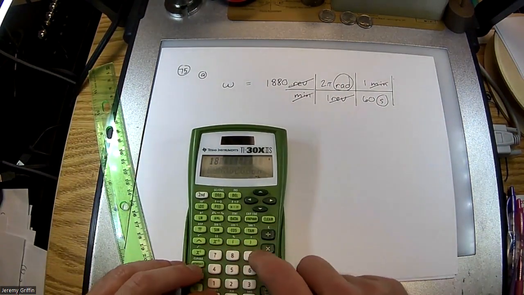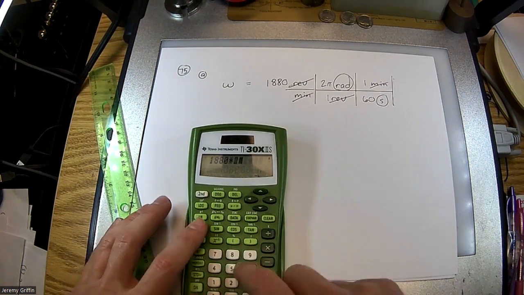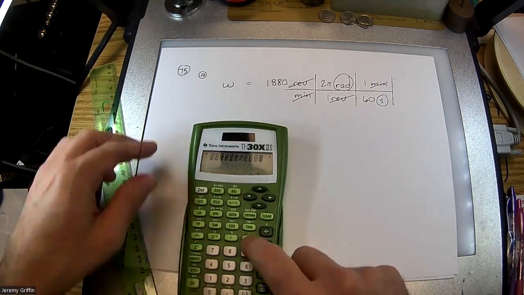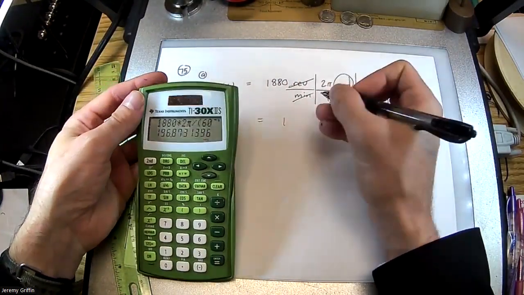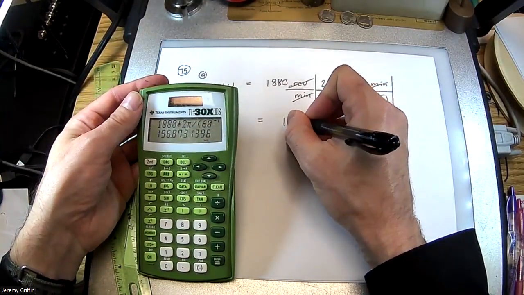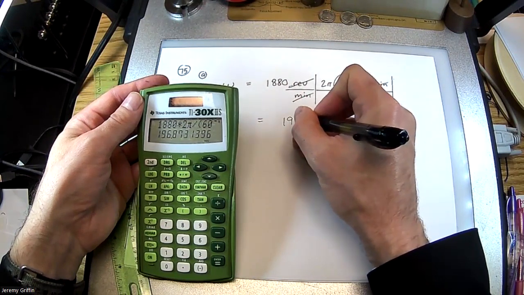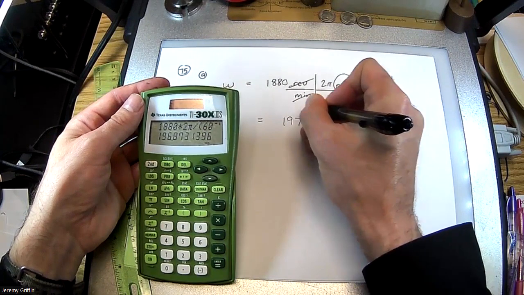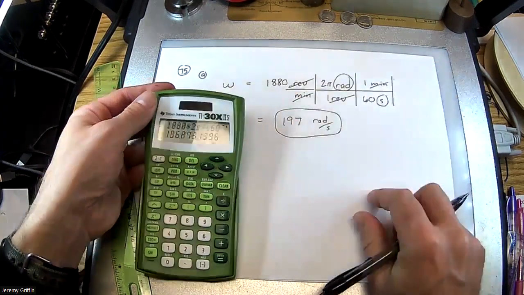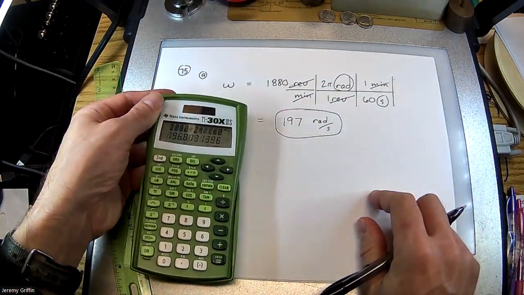Let's see if I get what you got. Did you guys get like 196.9? Maybe I'll call it like 197 radians per second. You guys get something like that?